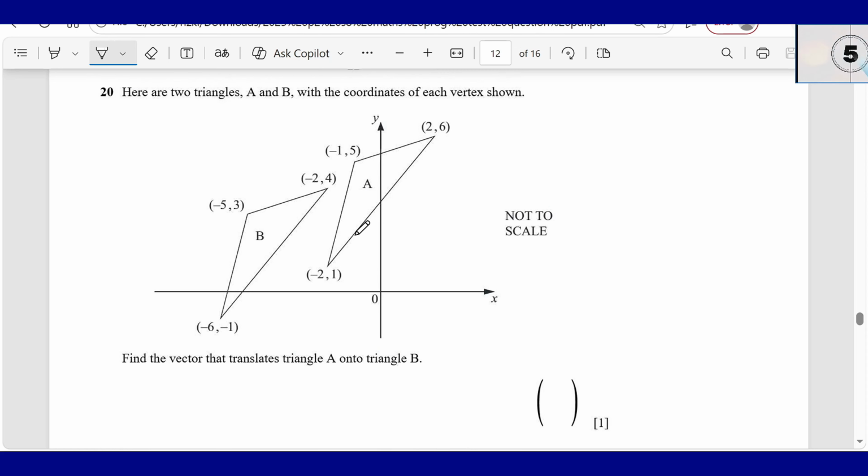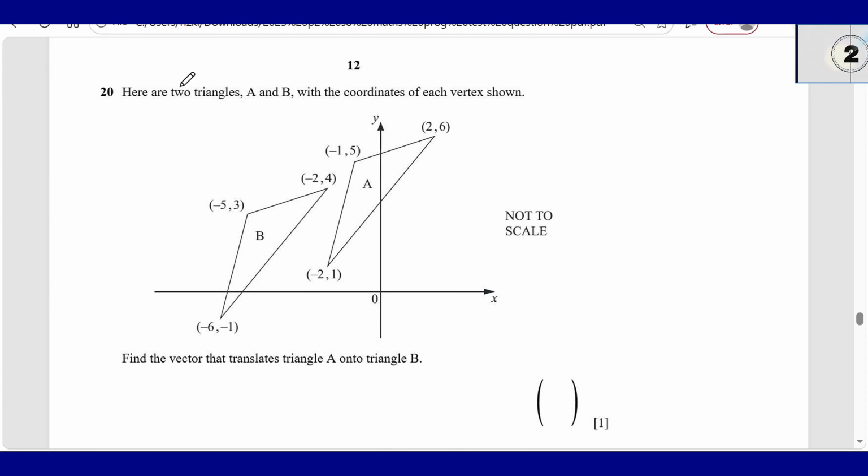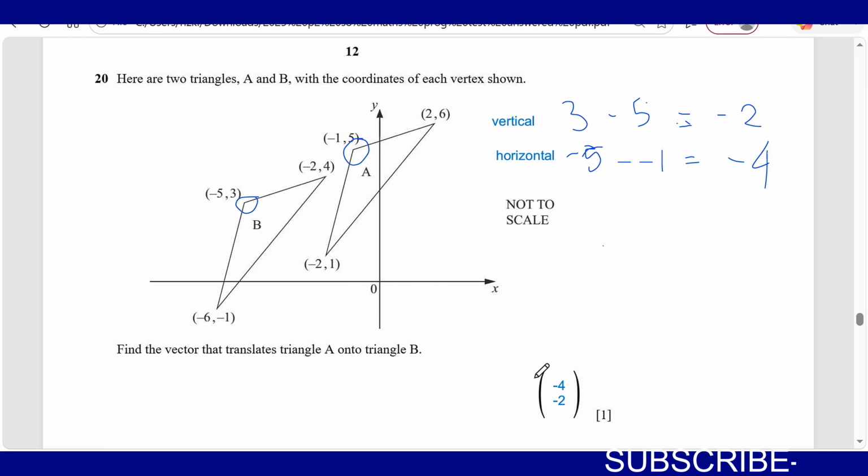Okay guys, now 20. Here are two triangles A and B with the coordinates of each vertex shown. Find a vector that translates triangle A onto triangle B. When it returns to 0, we'll reveal the answer, guys. Here we go, let's check it out. So guys, the answer is (-4, -2).